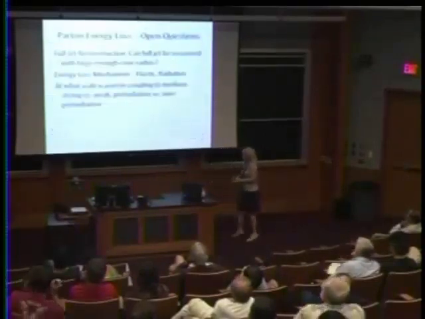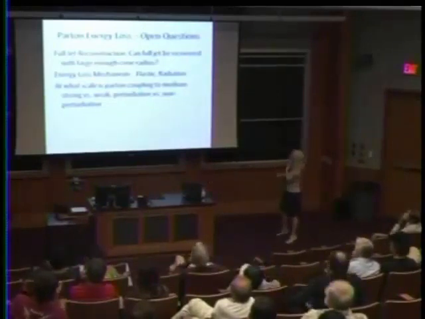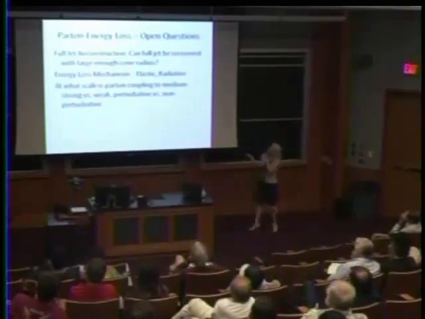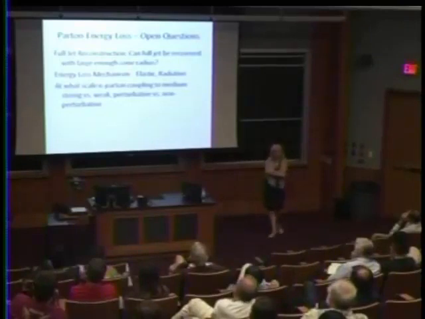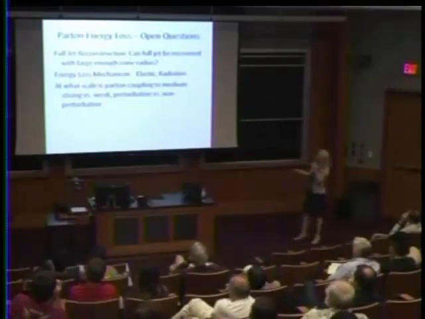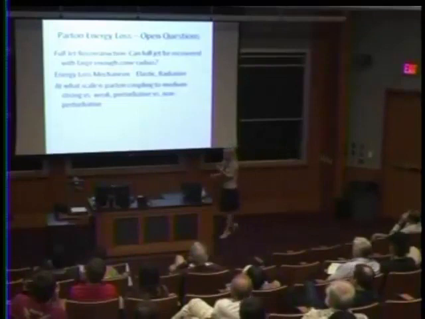Okay, so in parton energy loss, can full jets be recovered if we have a large enough cone radius? Another interesting question that I didn't address is elastic versus radiative energy loss, which is being addressed with heavy quark suppression, and at what scale does the parton coupling to the medium become strong?